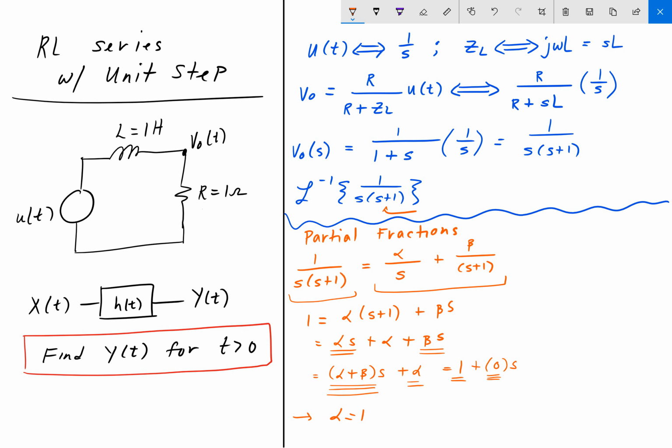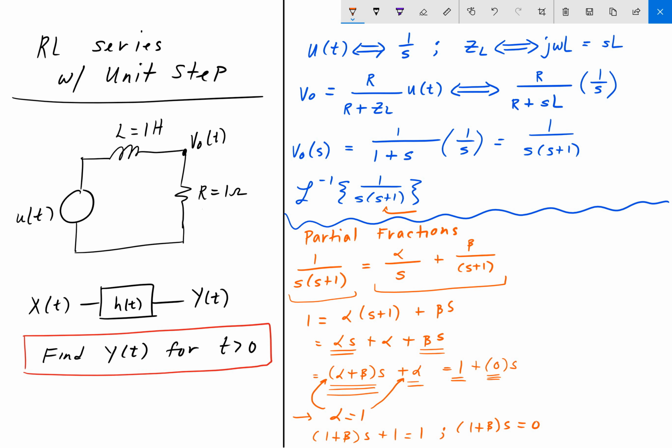And when alpha is equal to 1, we can plug it back into the equation. So plug it right back into here and here. And then we get 1 plus beta s plus 1 is equal to 1. And so if we subtract 1 from both sides, we get 1 plus beta s is equal to 0.